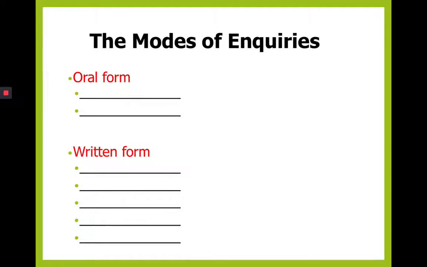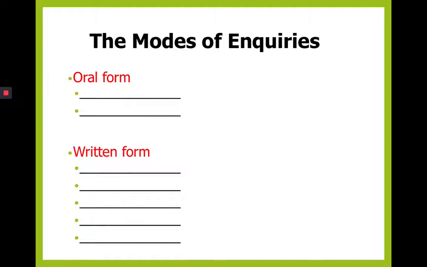So, the modes of inquiries. There are two modes of inquiry, two mechanisms or two types of inquiries that you can do. The common one would be oral form, verbal, right? So when we talk about verbal inquiries, it can happen face to face. It can happen through telephone calls, right? So that would be the common oral inquiries that people are doing.